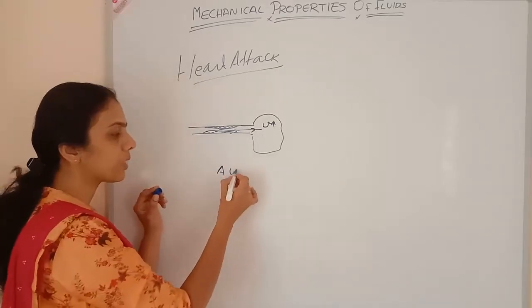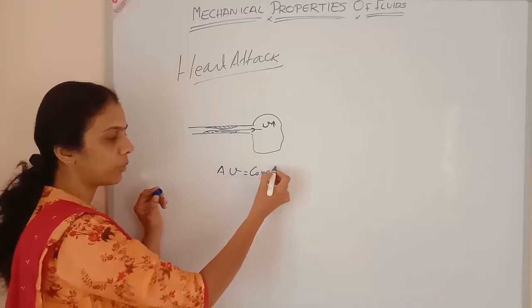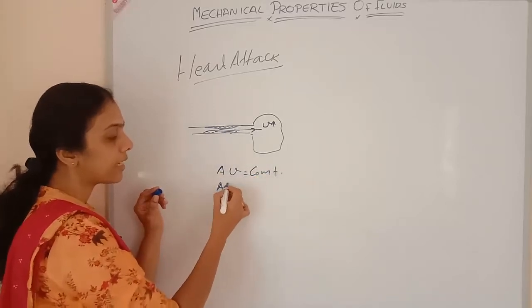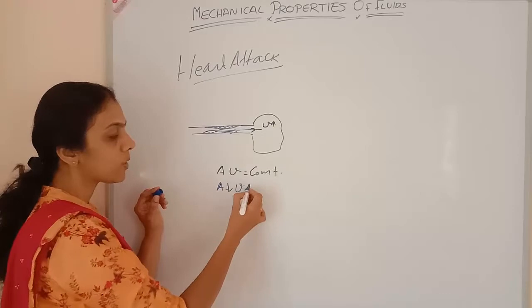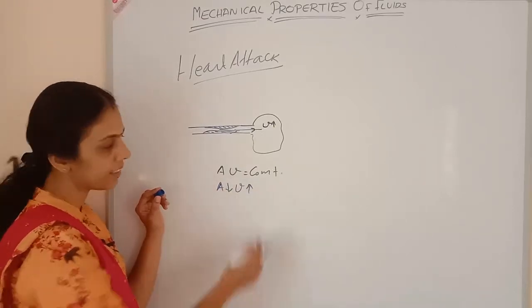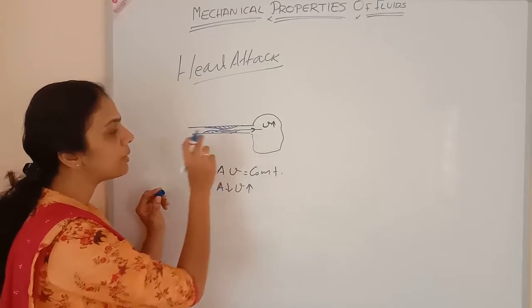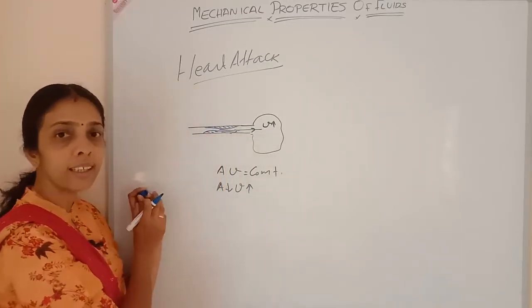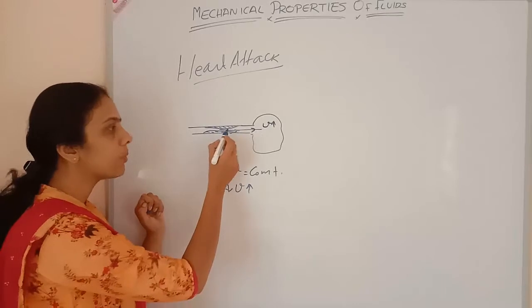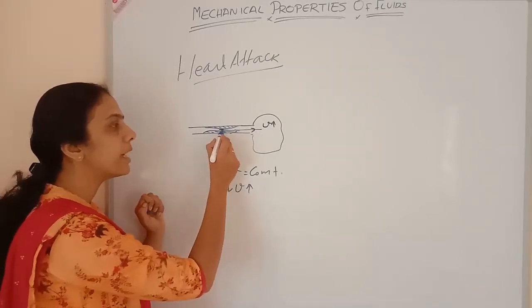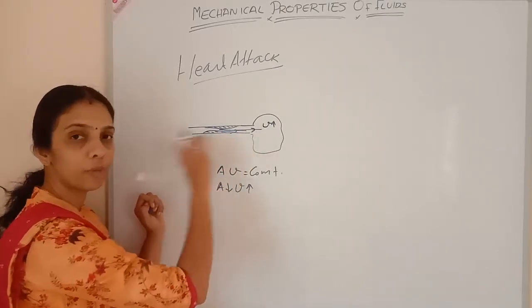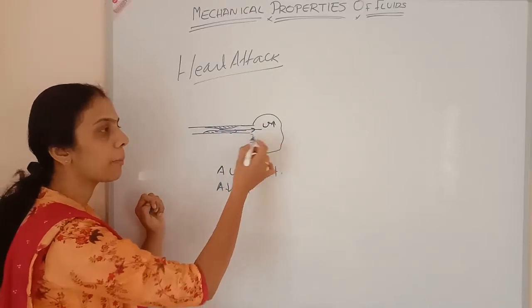we know A into V is a constant as per the equation of continuity, isn't it? If area is decreasing, what will happen? Velocity will increase, isn't it? This is as per the equation of continuity we already learned. So when a constriction is there in the tube, what will happen?